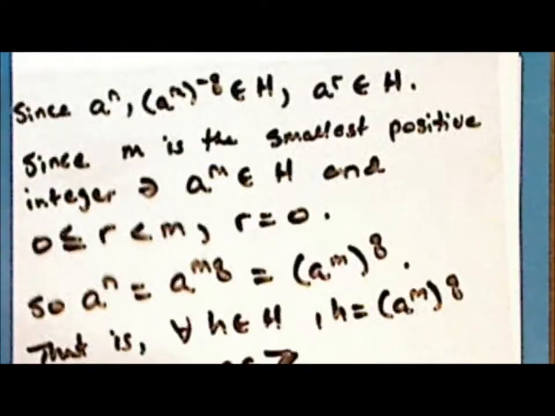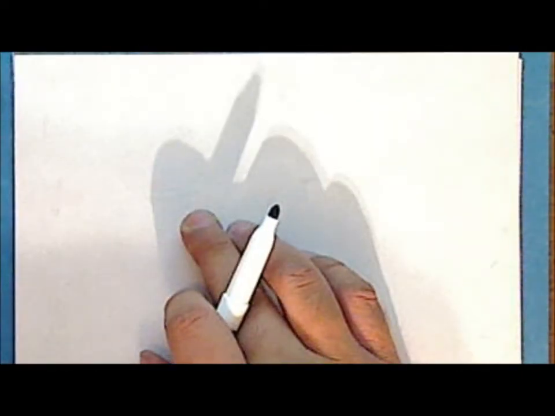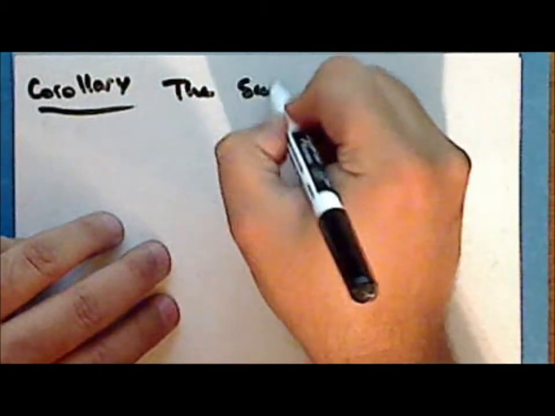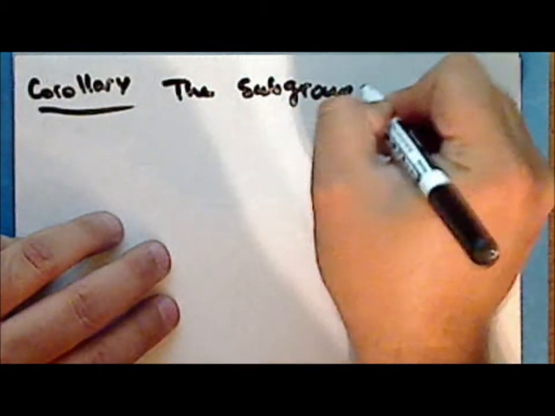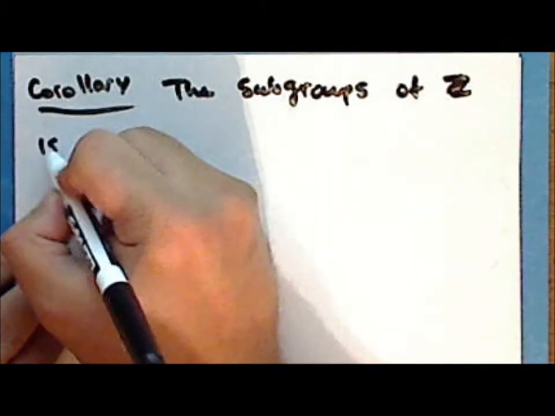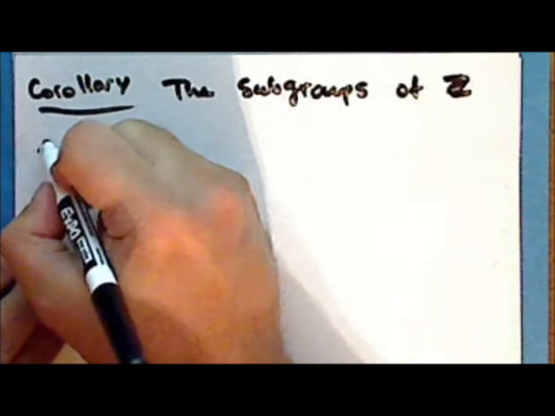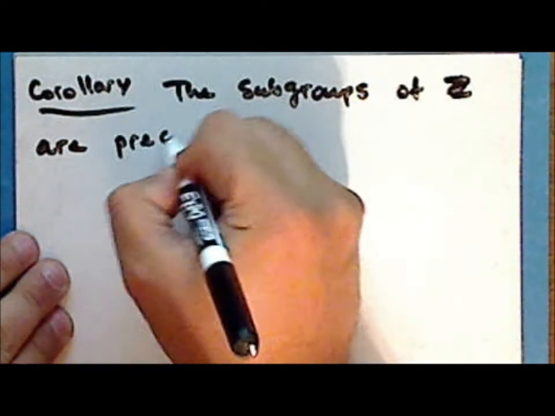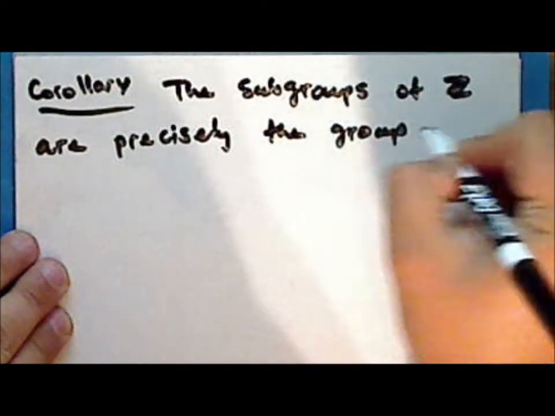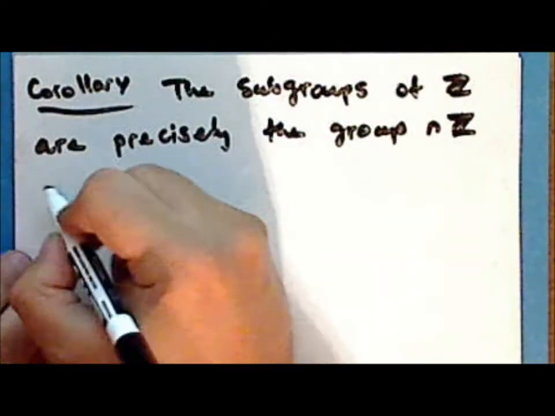Now this theorem has an interesting corollary. We can show that the subgroups of the group of integers under addition are precisely the groups of integer multiples of the integers under addition.